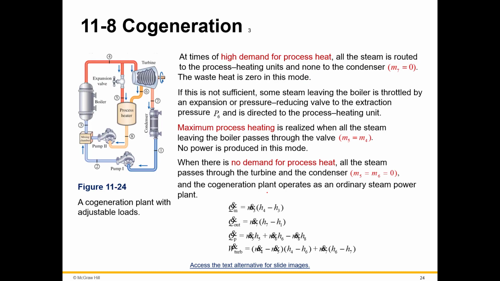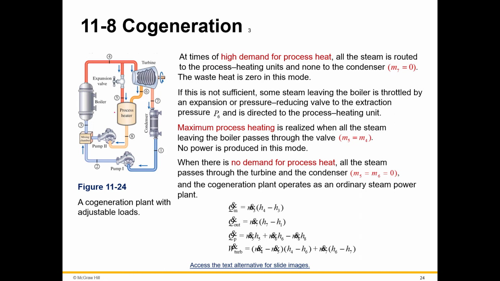So here are adjustable loads. At times of high demand for process heat, all the steam is routed to the process heating units and none to the condenser. The waste heat is 0 in this mode, because we're diverting all of it. If that is not sufficient, some steam leaving the boiler is throttled by an expansion or pressure reducing valve to the extraction pressure, P6, and is directed to the process heating unit.